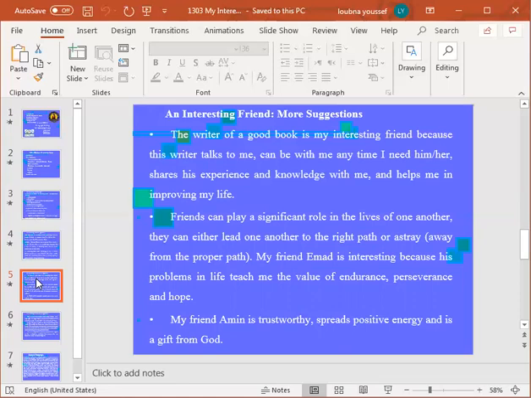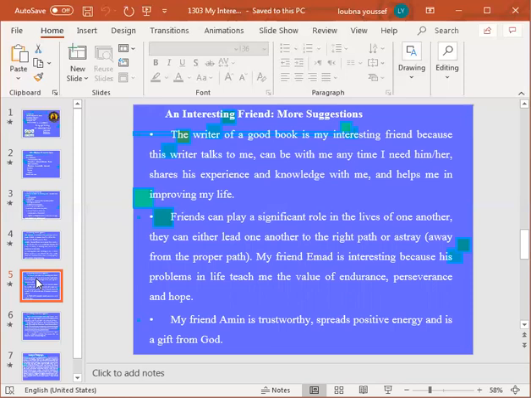Now, why is this writer an interesting friend? Because number 1, this writer talks to me. All right? So this writer, he or she, gives me the experiences of his life. Number 2, this writer can be with me anytime I need him, all right? Because a book is your companion and you can read the book whenever you are free. So this is number 2. Number 3, shares his experience and knowledge with me.